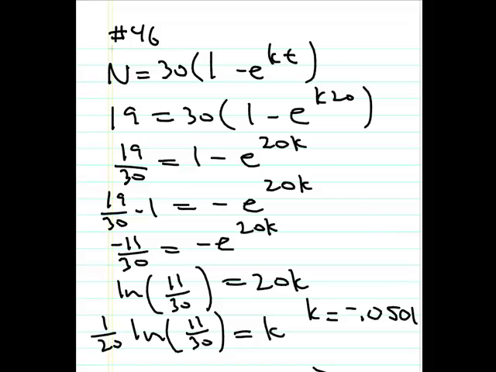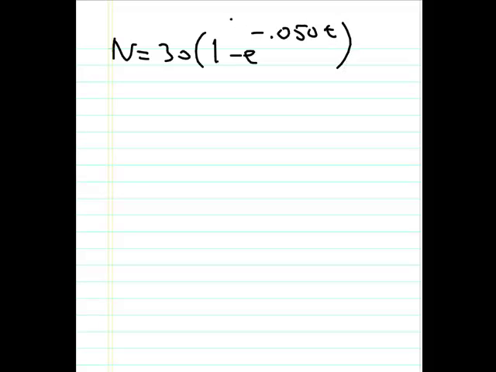So our model for this situation, because n is equal to 30, is 30 times (1 minus e to the negative 0.050t). For part B, we're asked how many days should pass before the employee is producing 25 units per day. So the number here is 25.